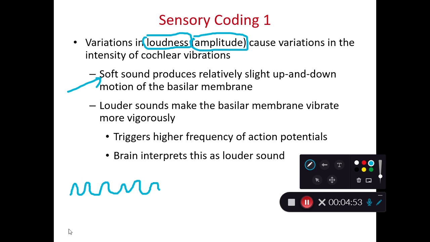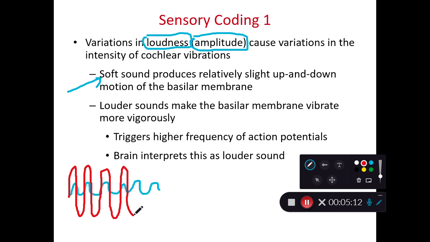If we look at a loud noise, this loud noise will have the same frequency, but the amplitude of the sound wave would be much higher, causing the tectorial membrane and basilar membrane to oscillate farther, but it's also oscillating at the same frequencies.